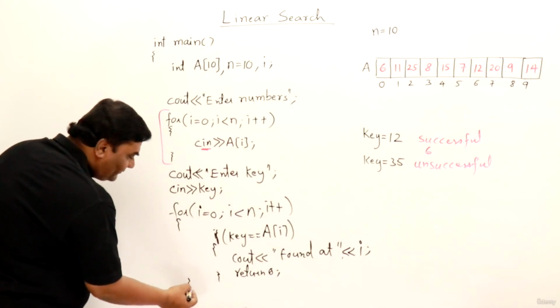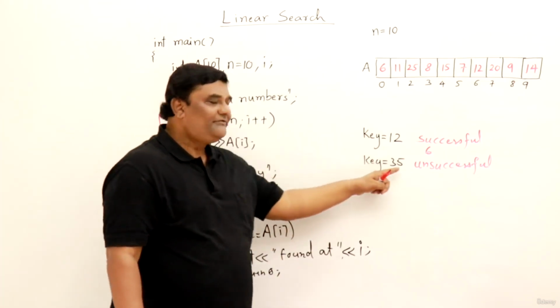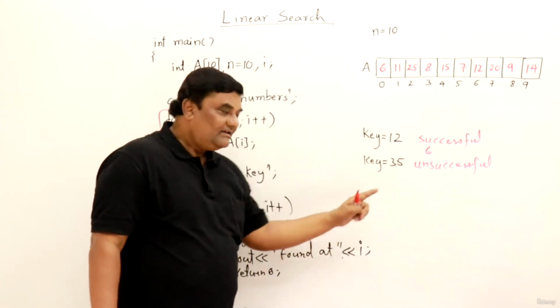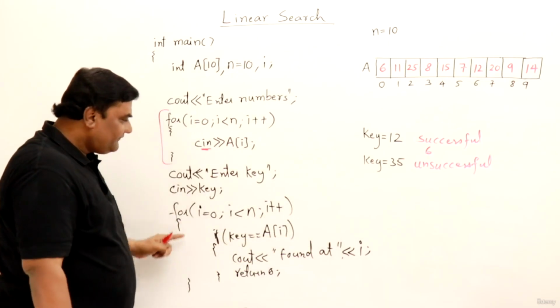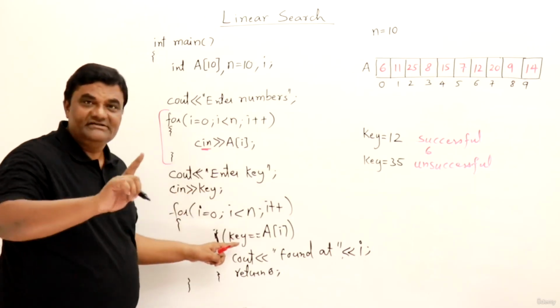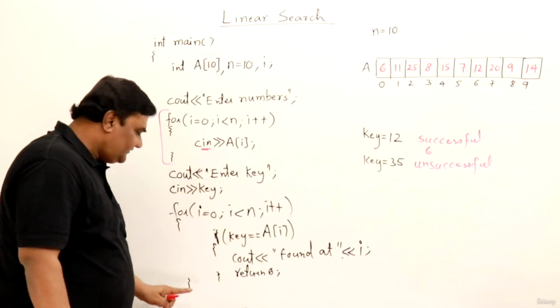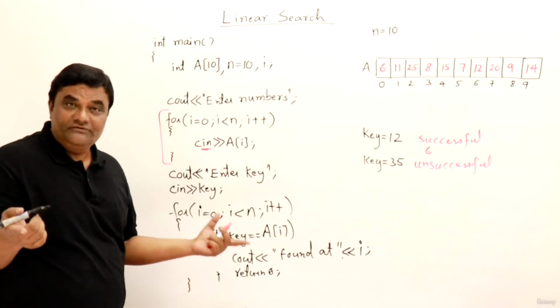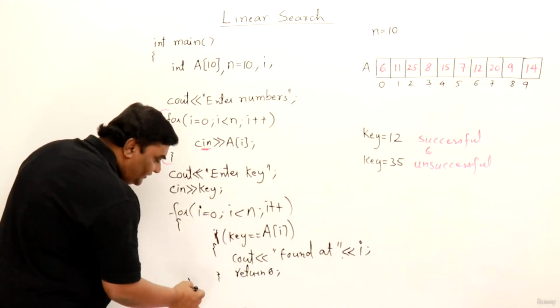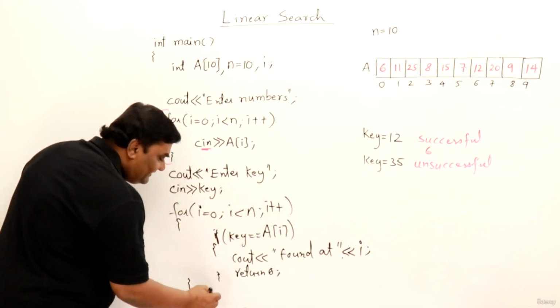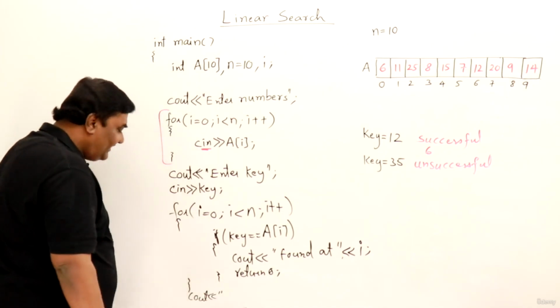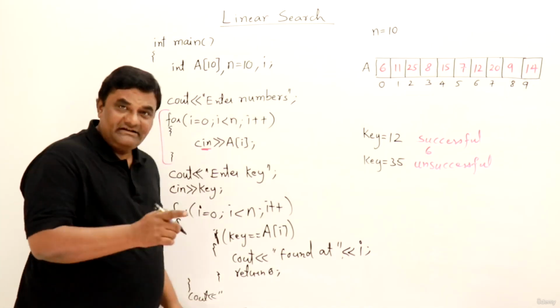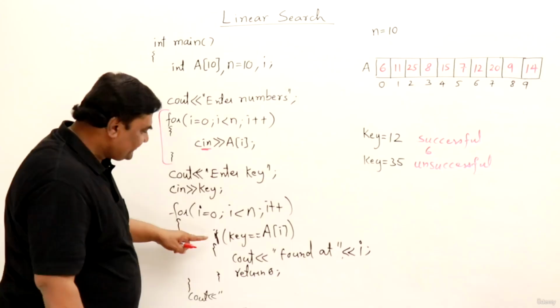Then outside this for loop, suppose the key is not found, 35 is not there, then this for loop will repeat for n times and this condition is never true. It will come out of the for. Then outside we have to say key is not found. So here no need of checking anything. See, mostly people get confused here. I have to check here? No, don't check anything.